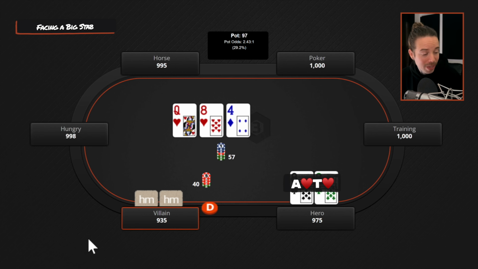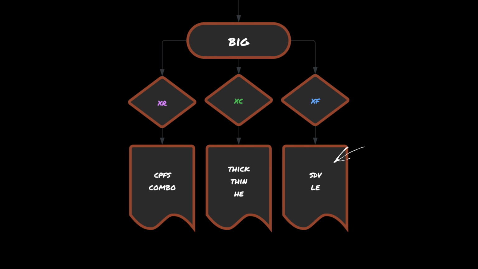Once again, the more equity in our hand we have, the less fold equity we need. In this particular case, even with an ace high flush draw, just don't think we have enough fold equity to make that a profitable check raise. Going back to our chart here, you see we're just check folding when we have showdown value or a low equity draw.